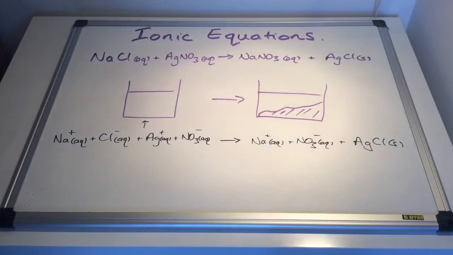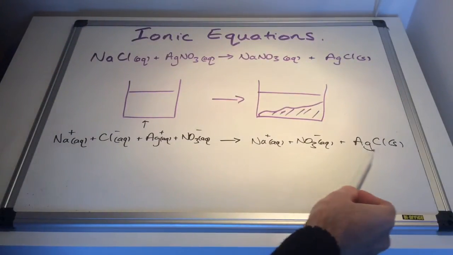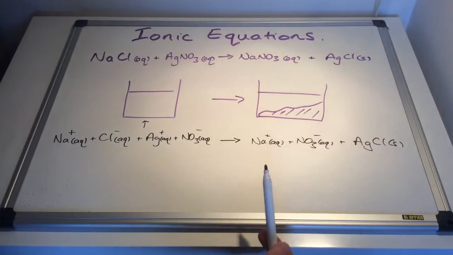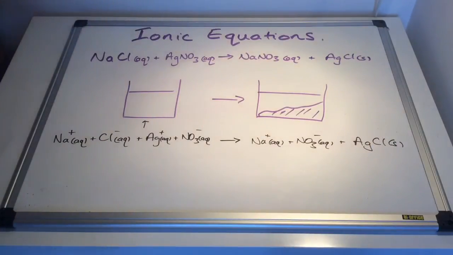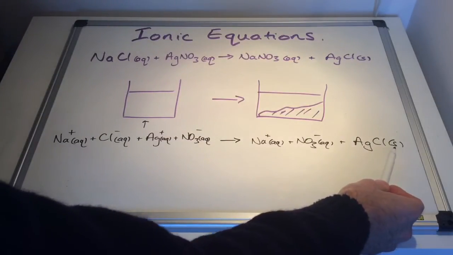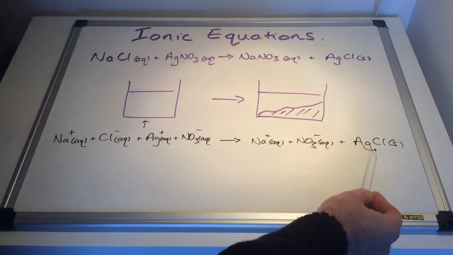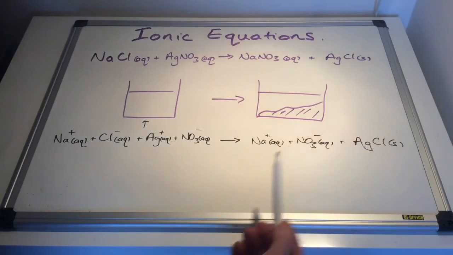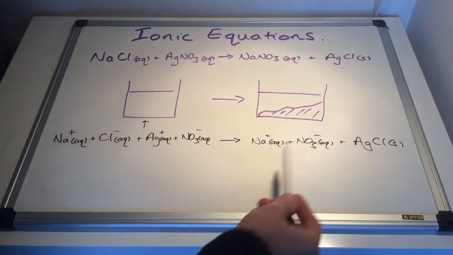So why do we see the silver chloride as a single entity and not separate ions? That's because it's insoluble. How can we tell it's insoluble? That's where the state symbols are really valuable. Because we've got a solid state symbol here, that's telling you that this is insoluble. So we're not going to show the ions because they don't separate out in the water, whereas these all do.